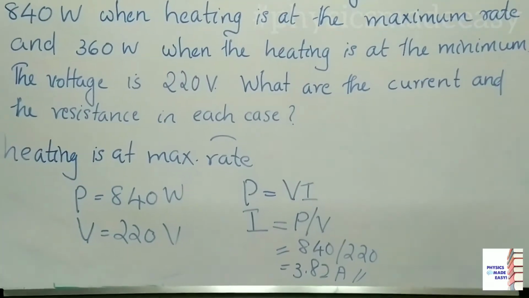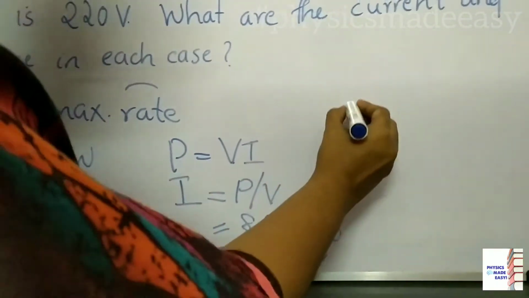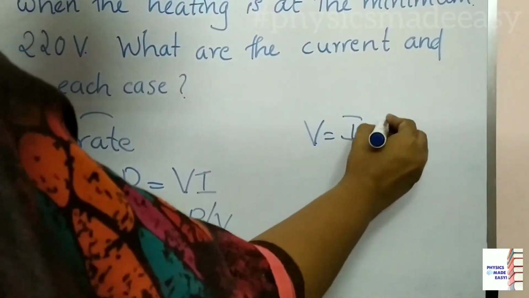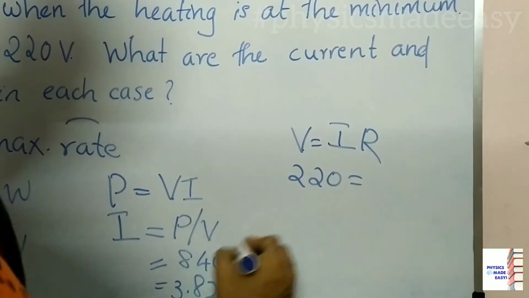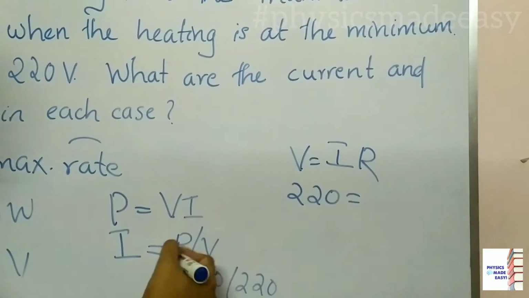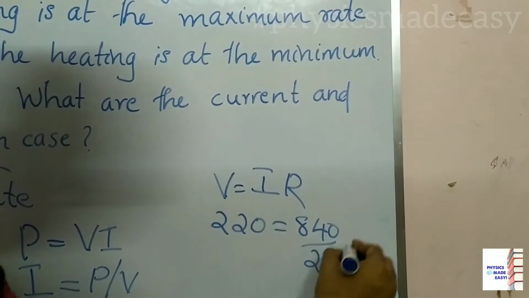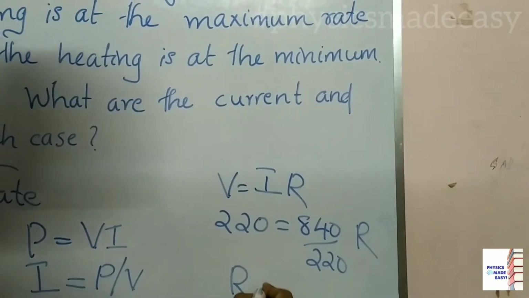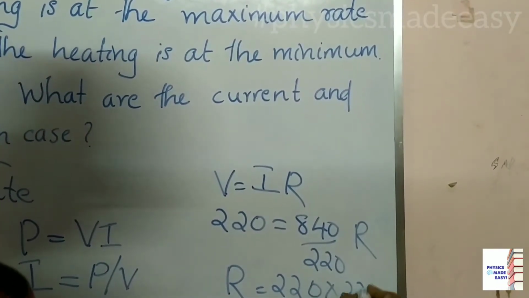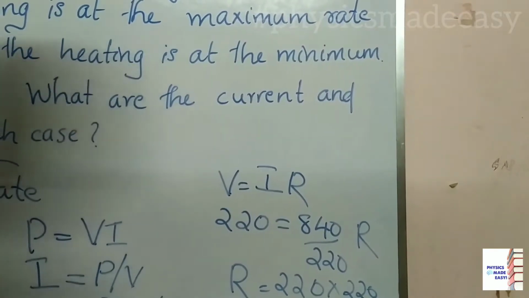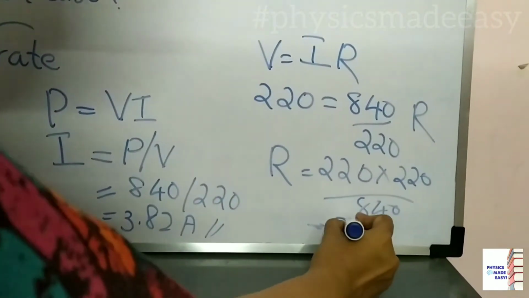Then we have to find the resistance also. There we can use this equation, V is equal to IR, Ohm's law. Here the voltage is 220 is equal to, current is given 3.82 there, but we can use this fraction 840 divided by 220 into R. Then resistance is equal to 220 into 220 divided by 840. If you are simplifying this, you will get this as 57.6 ohm.